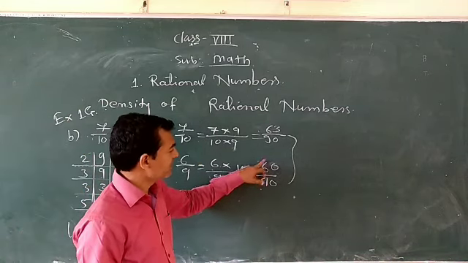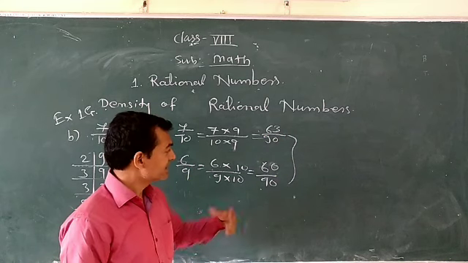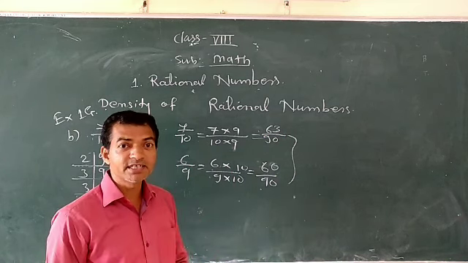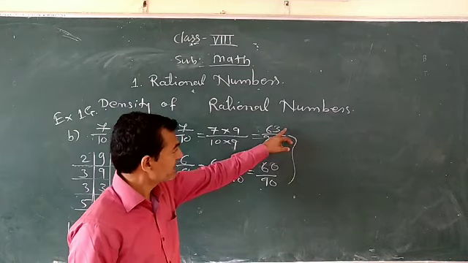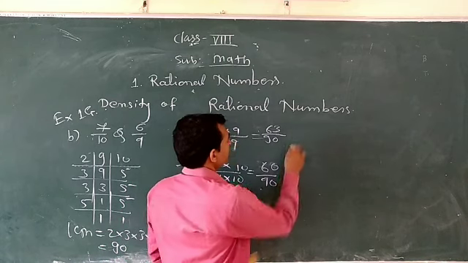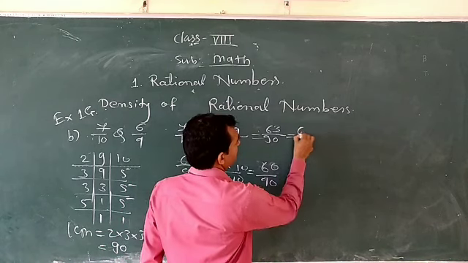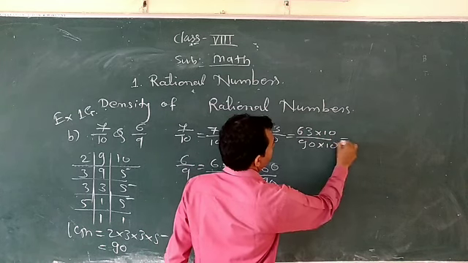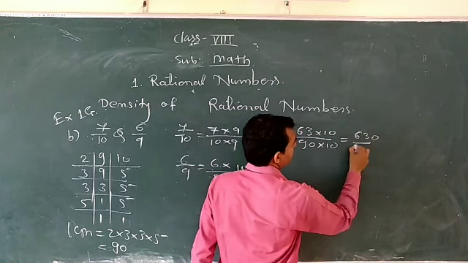Now tell me, you have to write 3 rational numbers. How many numbers are there between 60 and 63? After 60, 61 and 62, only 2 rational numbers are there. But you have to write 3 rational numbers. So what do you have to do? You have to multiply the numbers again by 10 by 10. So 63 into 10 divided by 90 into 10, we can get 630.